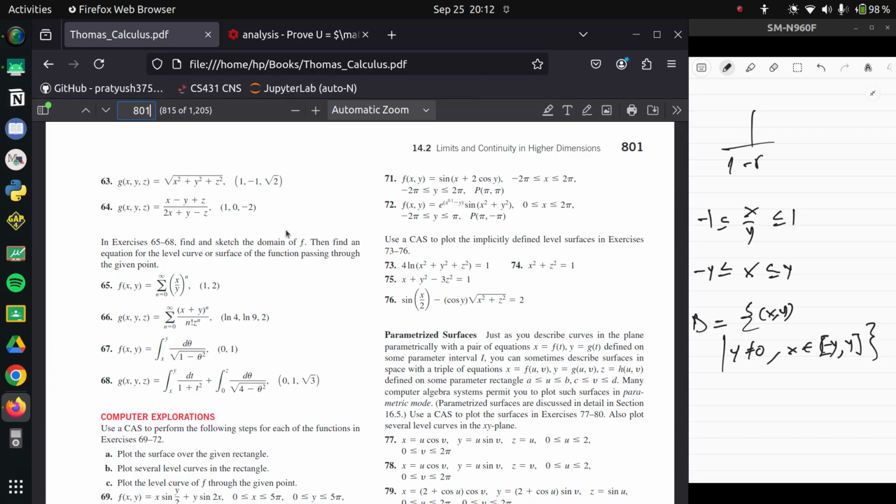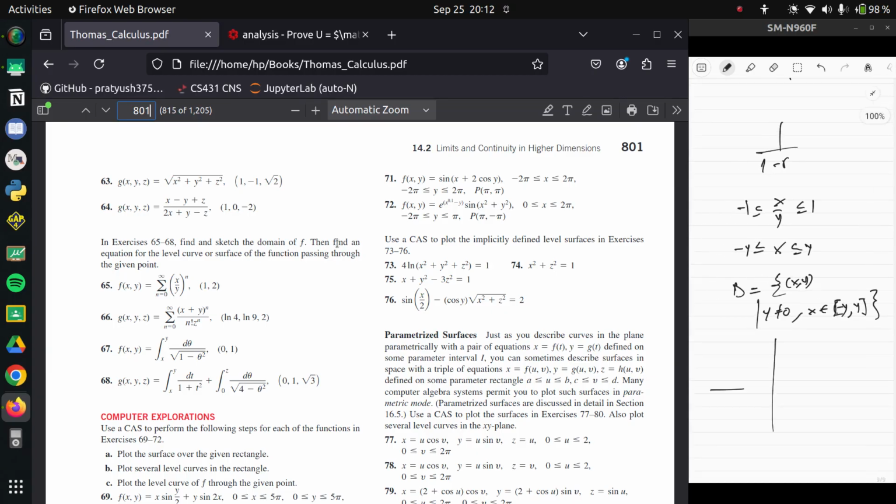Oh wait, what do you want to do exactly? Oh, so given a point, find and sketch the domain of f. So okay, this is the domain. You should be sketching that. Okay, it's not a bad idea. So for different y values, you have different ranges of x. So for y equal to 1, you just have 1 and minus 1. So the whole picture will be something like this. So y equal to 0, just have that. Right. y equal to minus 1, just be this. So this is the range.